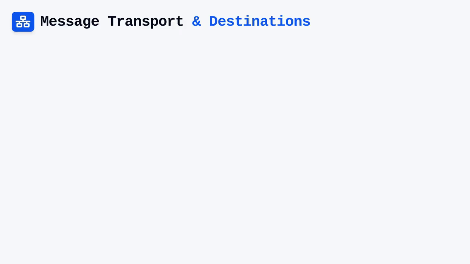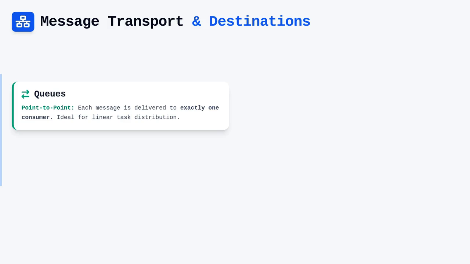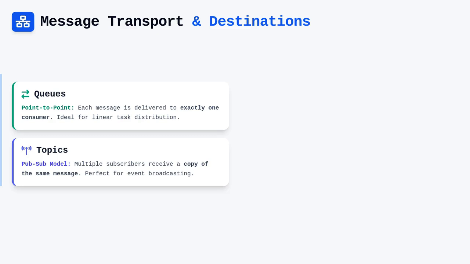To facilitate actual message transport, we must provision physical destination structures, which are categorized as either queues or topics. A queue provides a point-to-point messaging pattern where each message is delivered to exactly one consumer, ensuring linear task distribution and reliable processing. Conversely, a topic implements a publish-subscribe model, which is ideal for event broadcasting, where multiple subscribers receive a copy of the same message.